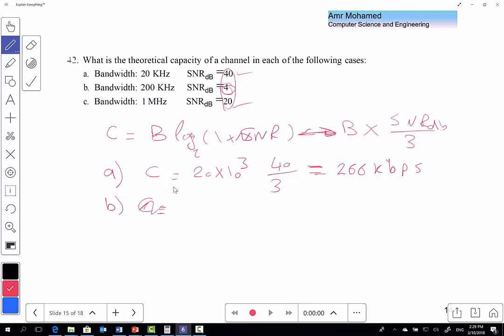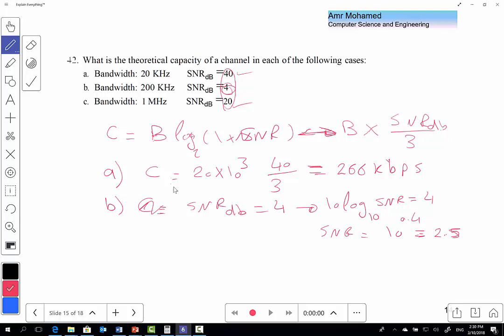For the case B, SNR in decibel equals 4. So this means that 10 log 10 of SNR equals 4. So this means that the actual SNR equals 10 to the power 0.4, which is 2.5.